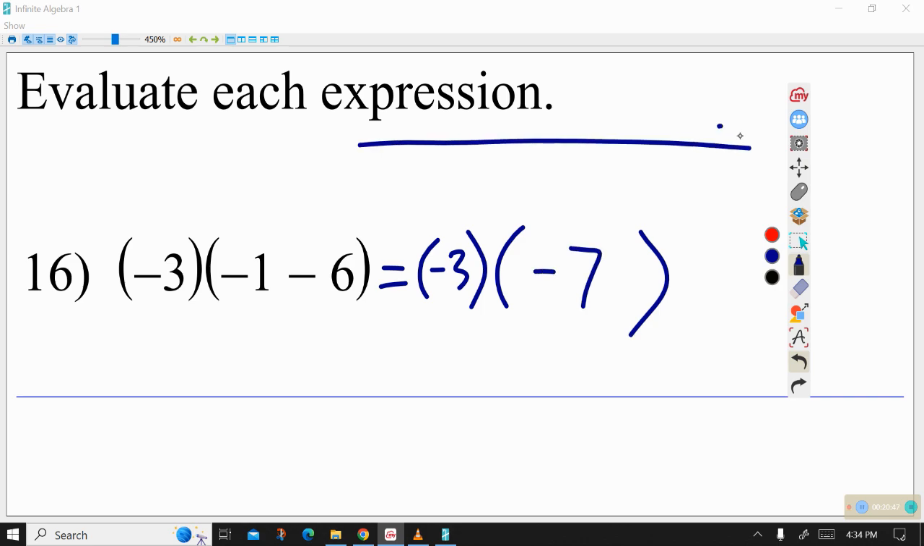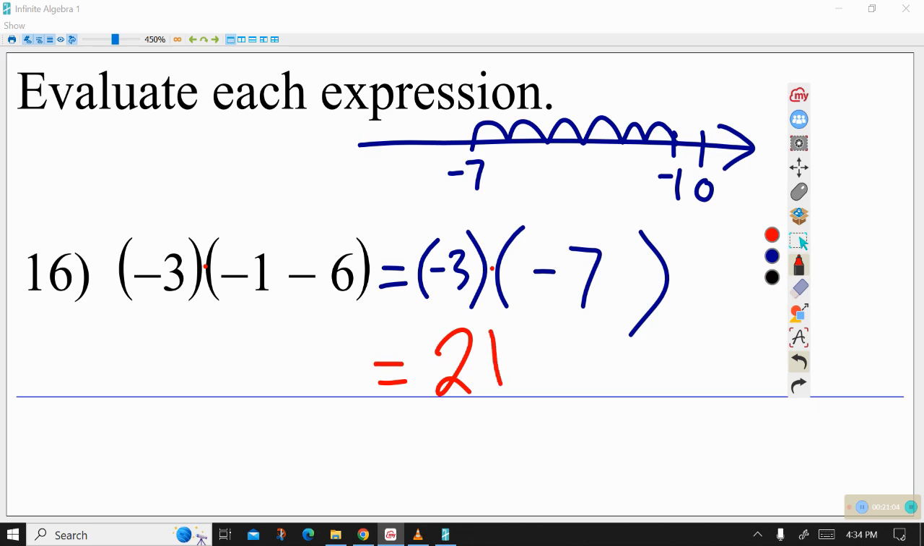Again, if I'm on the number line, let's say that's 0 and this is negative 1, and I take 6 steps to the left because I'm going minus 6, then I'll be at negative 7. It's the only place that you could be. But we have two parentheses next to each other. So that means to multiply. And a negative times a negative is a positive, so we get positive 21.